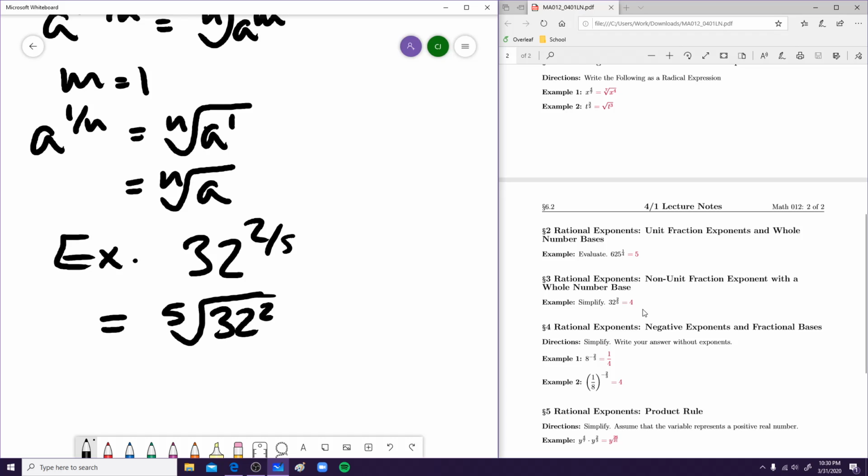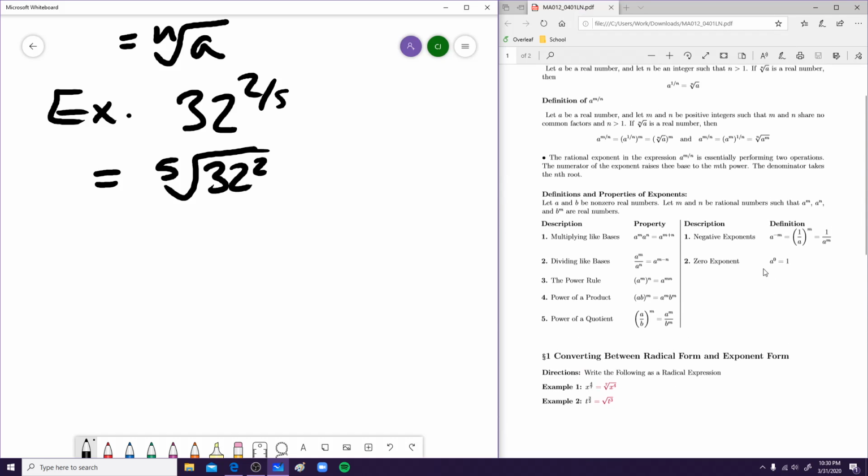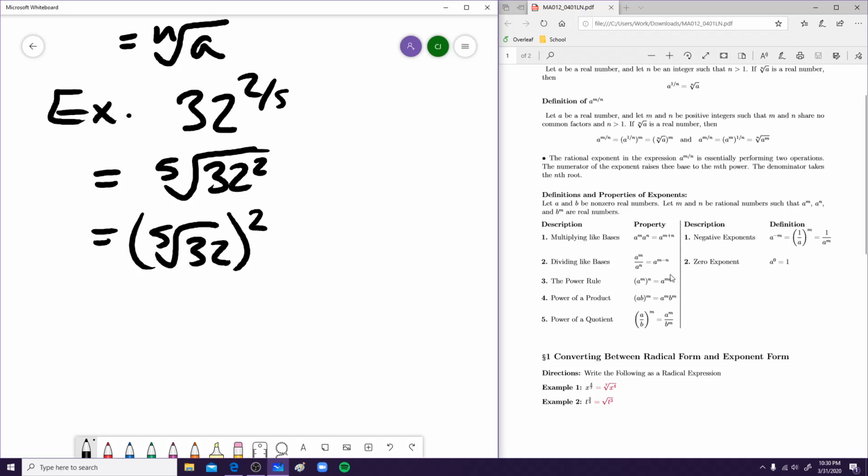Right? So now before I continue, normally what we do is we evaluate on the inside, but I don't know about you, but for me, 32 squared, I don't know that off the top of my head, and I definitely do not want to solve that. So what am I going to do? I'm actually going to rewrite this, and I'm allowed to if you look at this definition. I'm going to rewrite this as the 5th root of 32, squared, because finding the 5th root of 32 is going to be a lot easier than finding 32 squared.